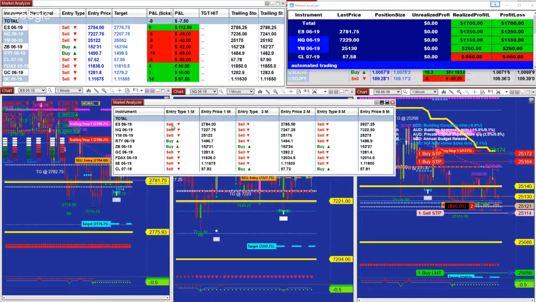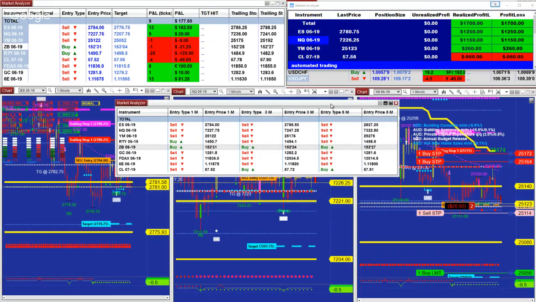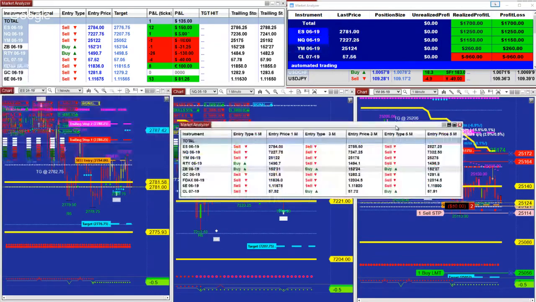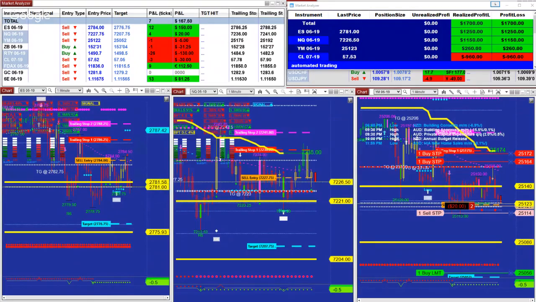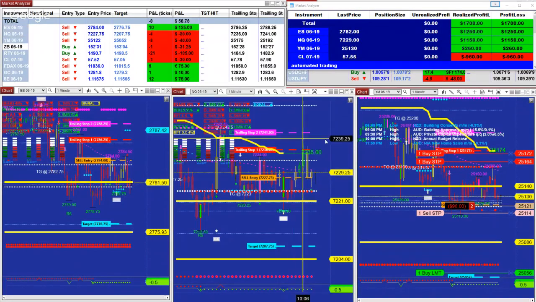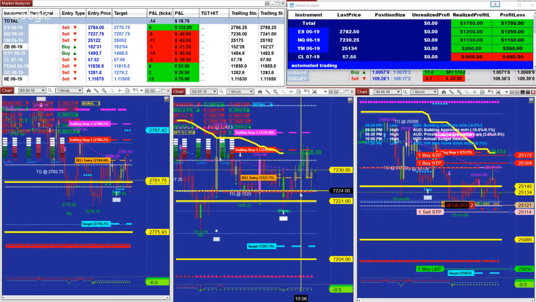As we see here, the sell on the 1 minute, sell on the 3 minutes, sell on the 5 minutes. And we have a buy on the 30-year Treasury bond. So the direction is down. There is nothing long. And this is a really cute one, a very nice market analyzer. It keeps you in the same and the right direction.